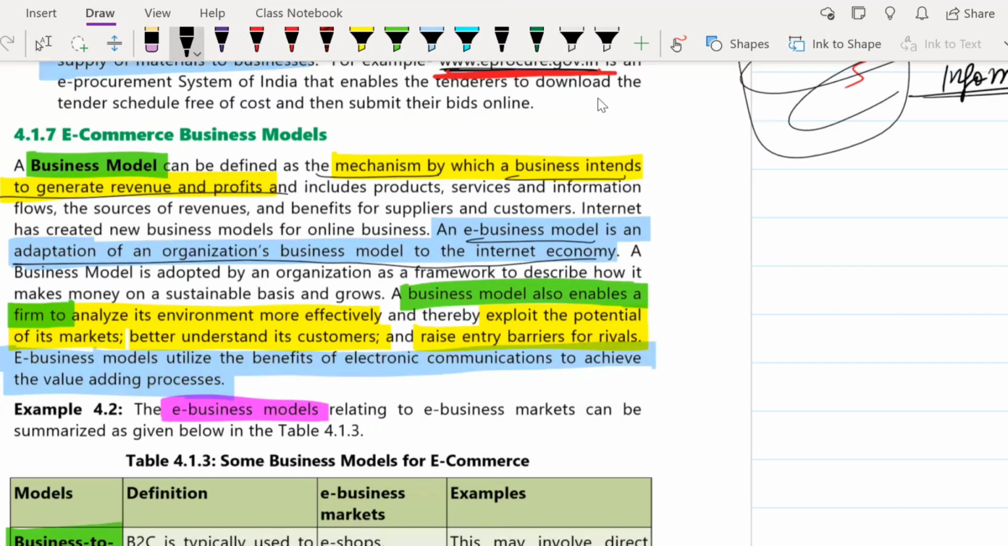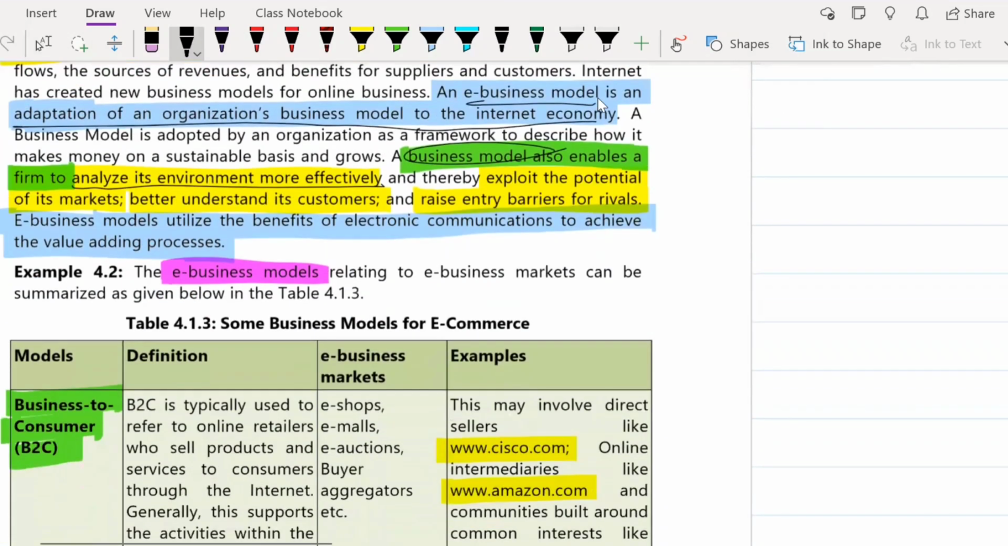A business model enables a firm to analyze its environment more effectively. That means if you know which business model you come under, you will be able to analyze more efficiently who your competitors are, who your actual customers are, where your advertising should be targeted, what your potential market is, and how you can exploit it best. All of these things you will be able to understand and analyze better if you know which business model your business comes under.